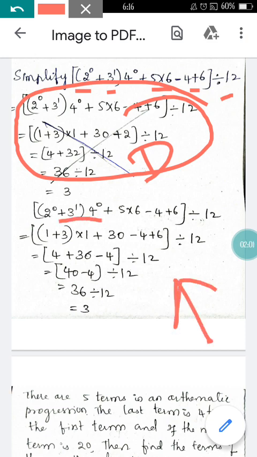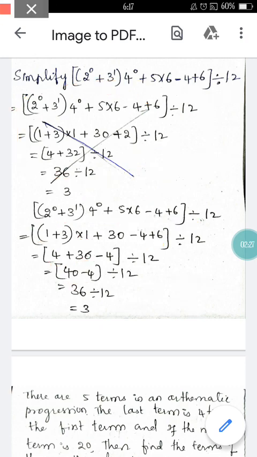You can see, just write the question as it is and write 2 raised to 0, 4 raised to 0 values. You're going to get the values as 1, 1. Just put their values, and 5 into 6 will be 30. Here write the same thing as it is. First you do the multiplication, then addition, then go for the division, then you are going to get the answer as 3. Right? Just not to lose the marks, make use of the BODMAS rule in a proper way.